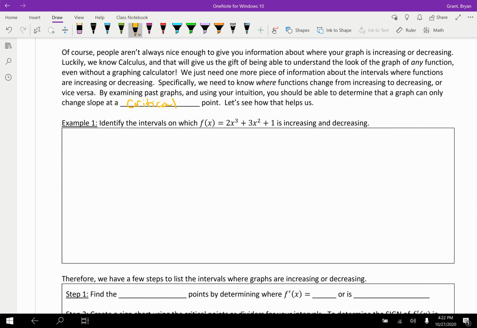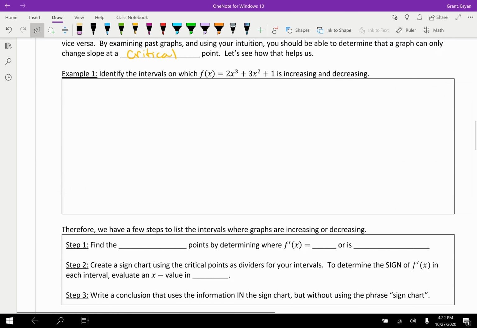Okay. List the intervals on which f of x equals 2x cubed plus 3x squared plus 1 is increasing and decreasing. Well, step 1 is easy. We're going to go ahead and take the derivative, because we're going to find those critical points so that we can separate out our sign chart. So, derivative first, f prime of x equals 6x squared plus 6x, plus 0. The 1 goes to 0. That's awesome.